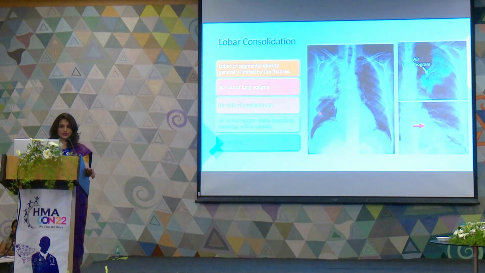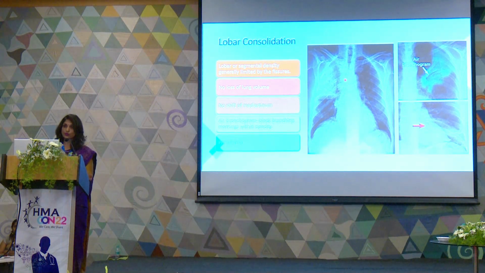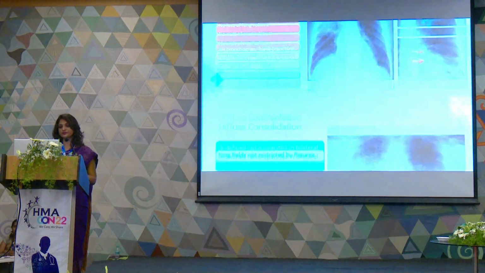So, lobar consolidation. It is generally a density limited by the fissure. Generally, there is no loss of volume and no shift of the mediastinum in consolidation. In the air bronchograms, you can see these black branching markings, which are the air in the bronchus. The alveoli are filled with water, but in the bronchus there is air. So you can see the air bronchogram within that opacity. This is the hallmark sign of consolidation. You can see this in pneumonia.